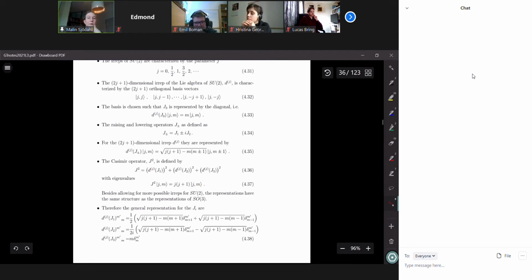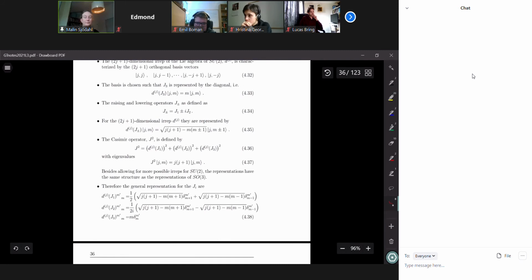So we have found more representations than in the SO3 case, but otherwise the structure is exactly the same in this SU2 case. And this means that we can also write down the elements of the representation dj of j plus minus. So what are these elements?